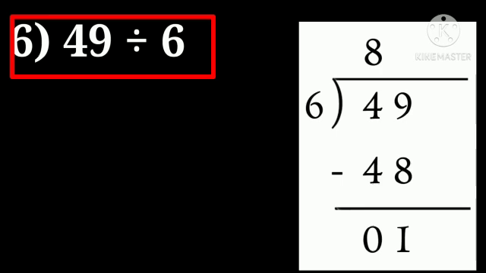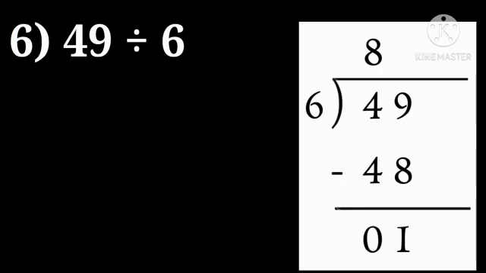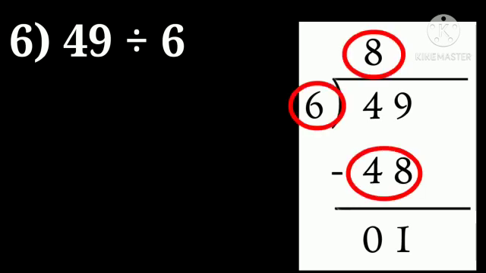49 divided by 6. Arrange the numbers and we will start saying 6 table. But do we have number 49 in 6 table? No. So what we are going to do? We are going to say the table and find out the number smaller and nearby to 49. So 6 8s are 48.